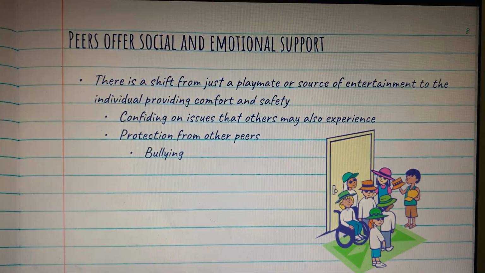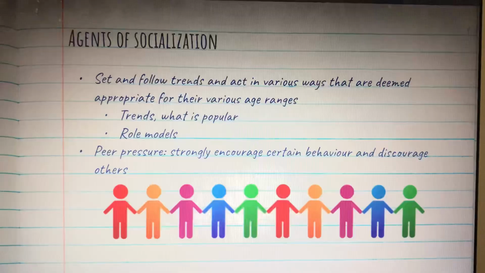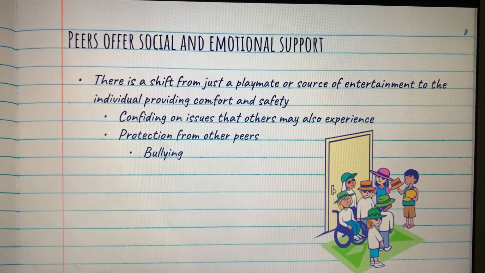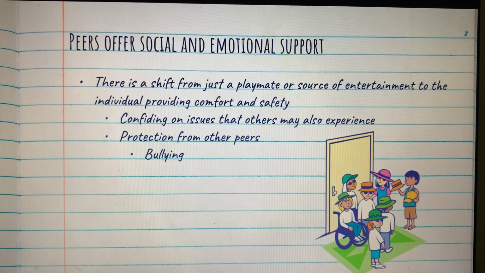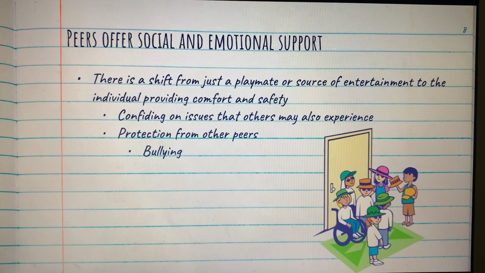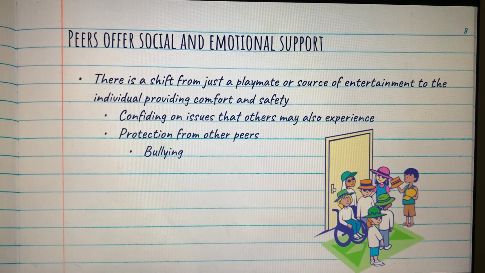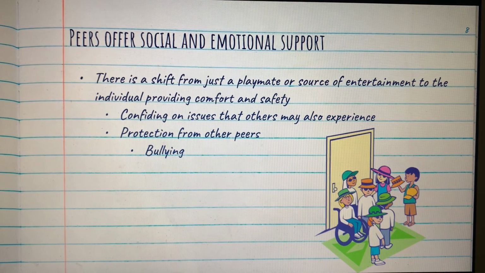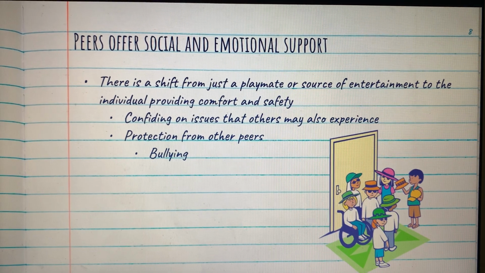Another thing it can do is provide protection from others. Having that social group and those peers with you can help with something like bullying. By having a bigger group, you're less likely to get bullied than when you are isolated or don't have that social support in place. Having that social group also allows them to confide if they are experiencing bullying. They're more likely to confide in a peer who has a similar experience than to go to a teacher, because, again, that's a different power dynamic.